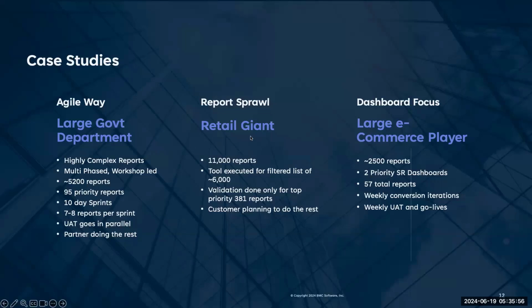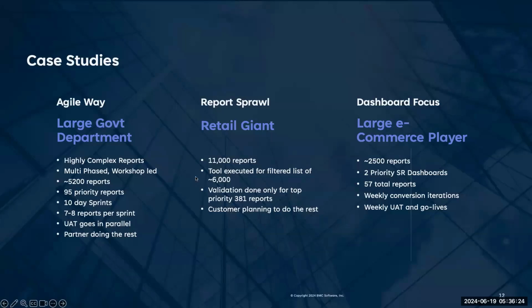Now, next one is a retail giant based out of Americas, and this is classic case of report sprawl that we talked about in the previous slide. They had 11,000 reports, more than 11,000 reports. So the approach that we took there was, first, let's filter out.